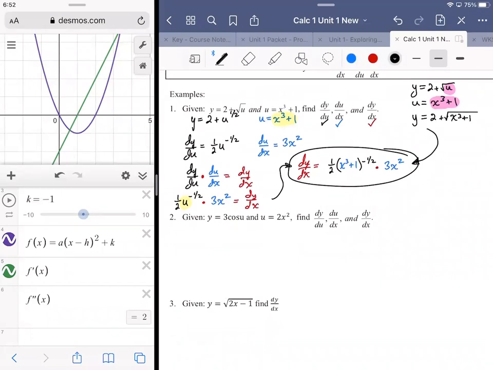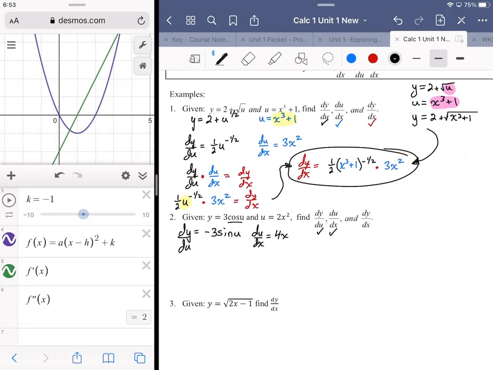So again, step 1, figure out what the derivative of y with respect to u is. 3 cosine u. Cosine has a derivative of negative sine. Negative sine times 3 is negative 3 times sine. Then also figure out du dx, which would be 4x. So we got these 2 pieces in the books.